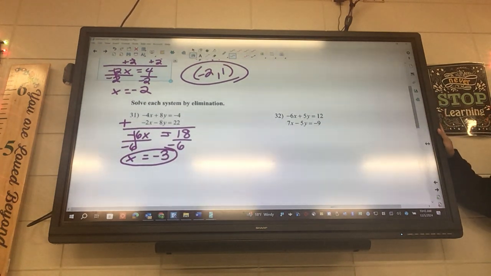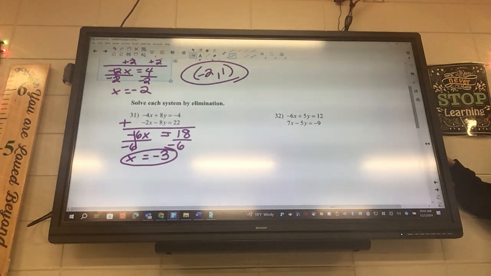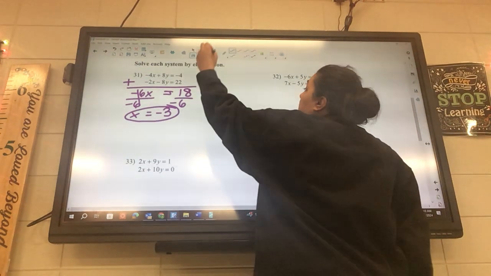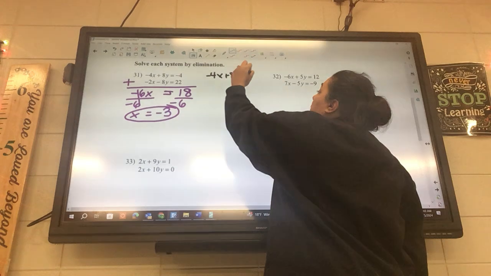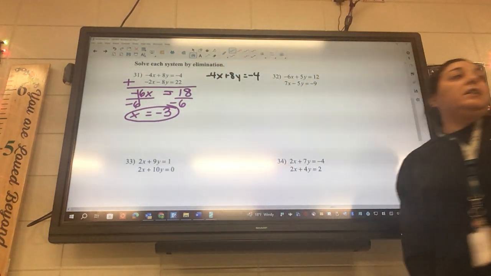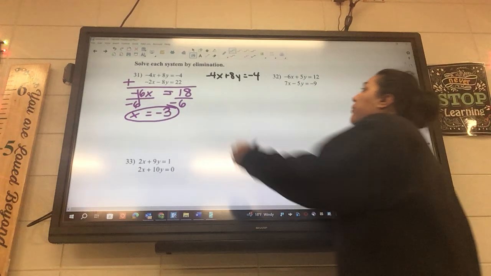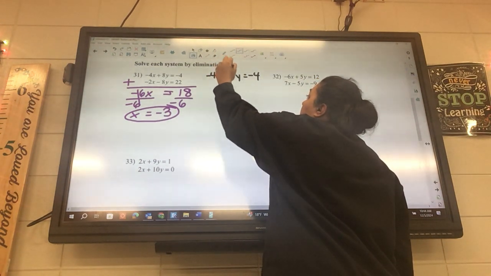Okay, and then from here, we're going to pick an equation. Which one do you want to use, equation 1 or equation 2? Equation 1? Okay, so write down equation 1. And which one did we find already, the x or the y? We found the x. And what is the x? -3. Okay, so right here is going to go parenthesis -3.